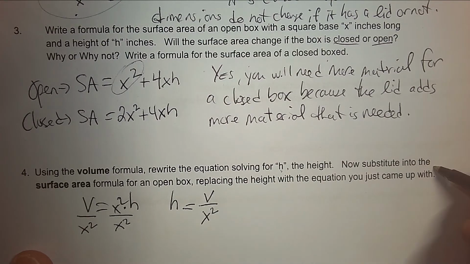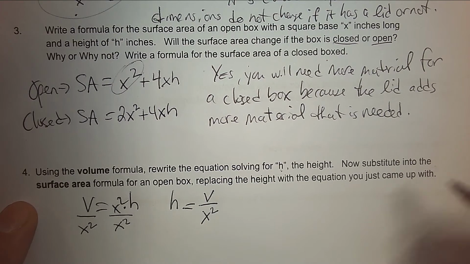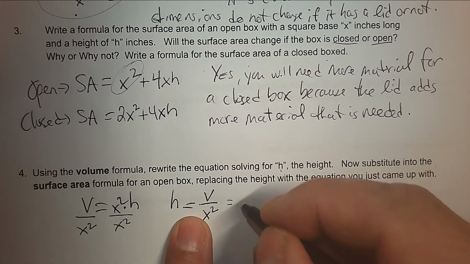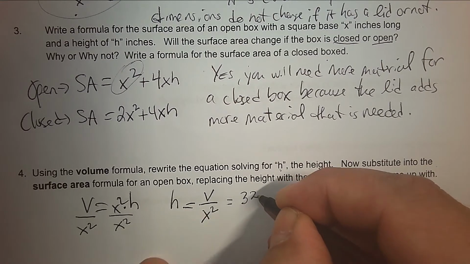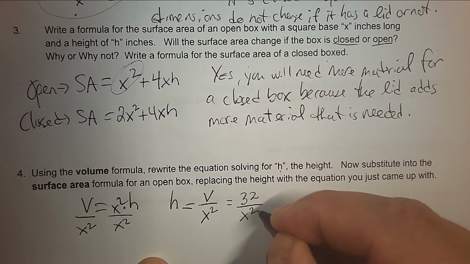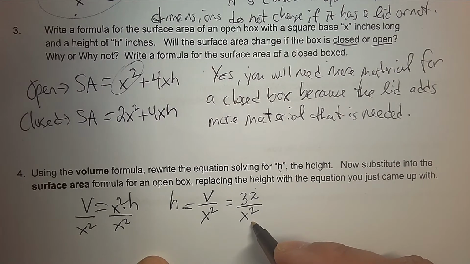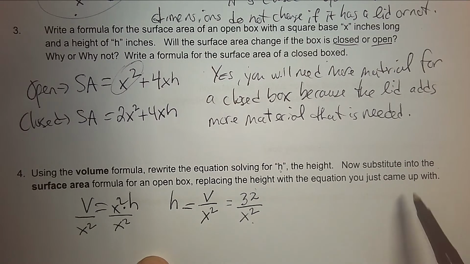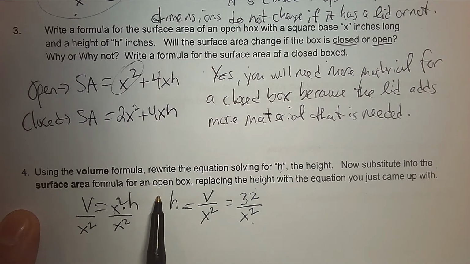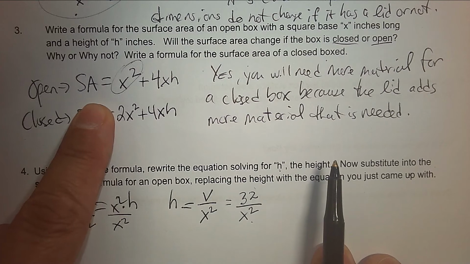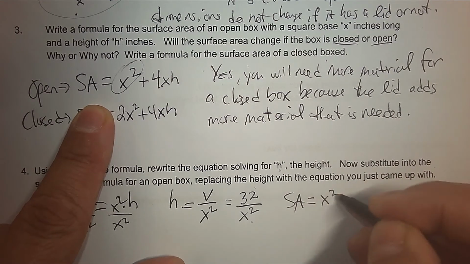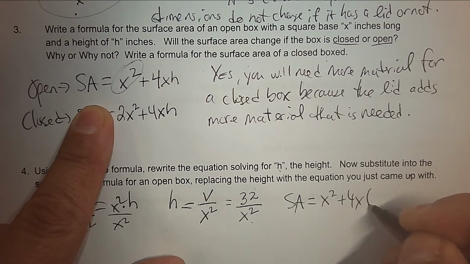Now substitute in the surface area for an open box. Now, do I know what the volume is? What's the volume of my box? Yes, I do. What is it? So what is h equal then? It is 32 over x squared. So now substitute into the surface area formula for an open box. So you remember the one for the open box? So where there's an h, what am I going to put in now for h?